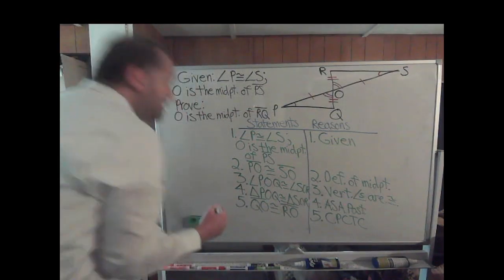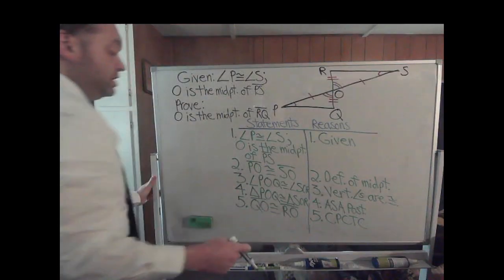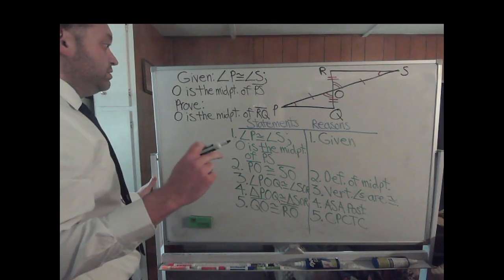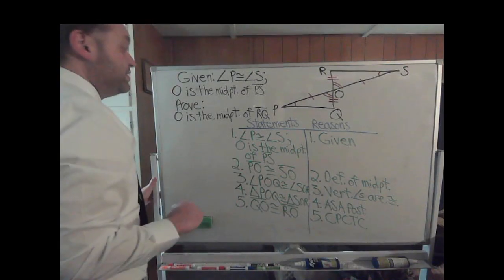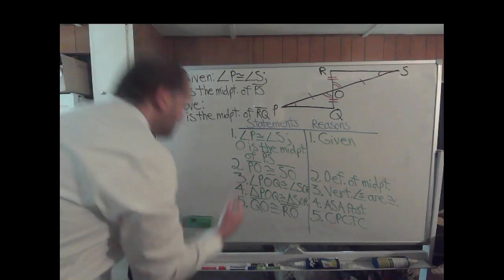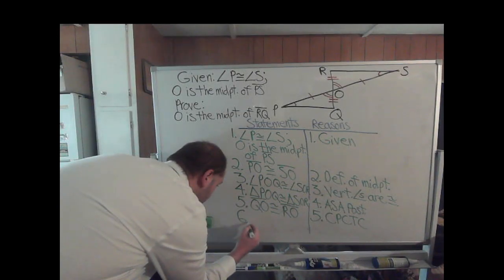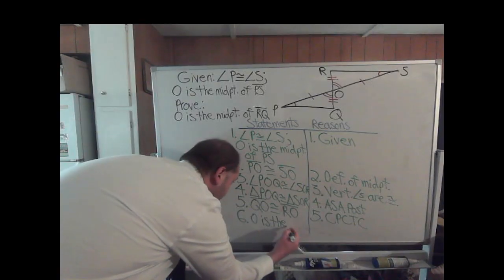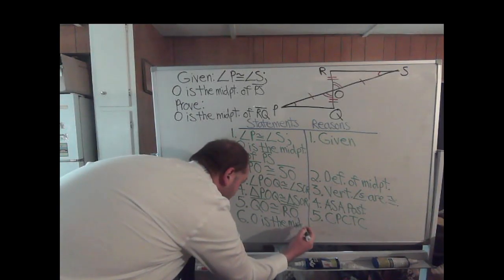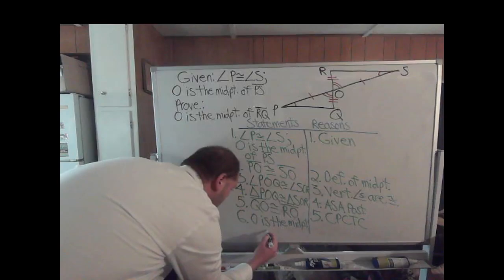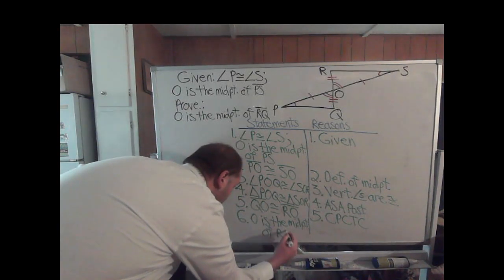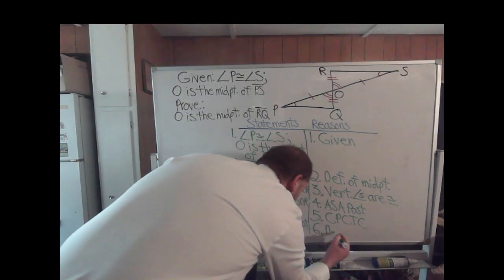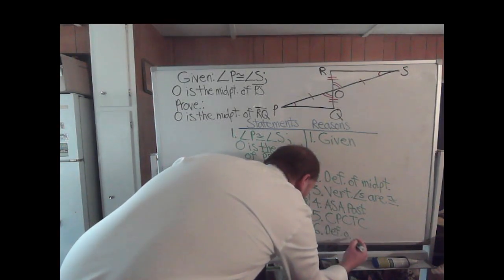And then, if QO is congruent to RO, O's on the line segment, right? O's in the middle of segment RQ. We can therefore now say that O is the midpoint of RQ by the definition of midpoint. O is the midpoint of RQ. The reason for this is going to simply be the definition of midpoint.